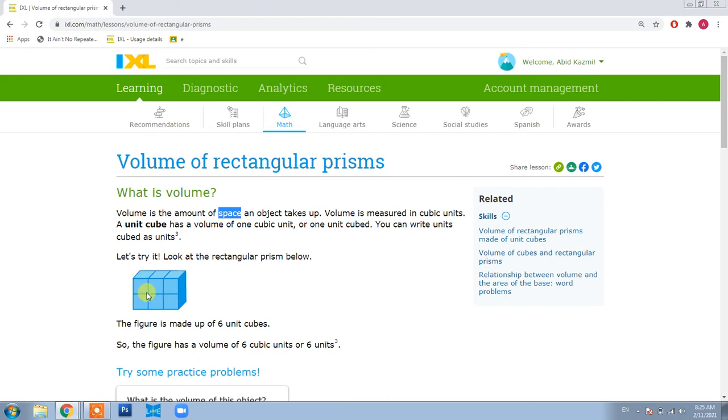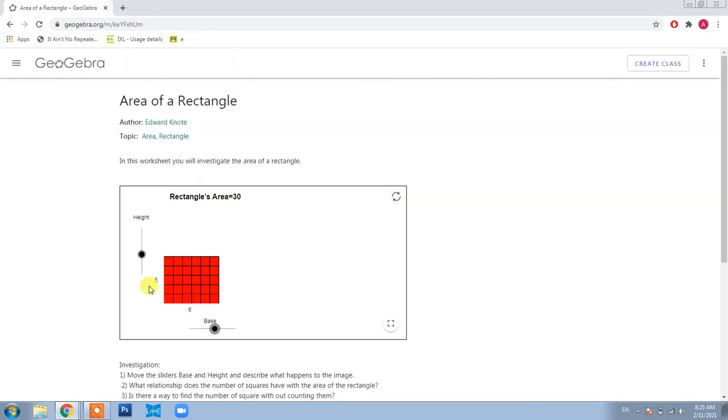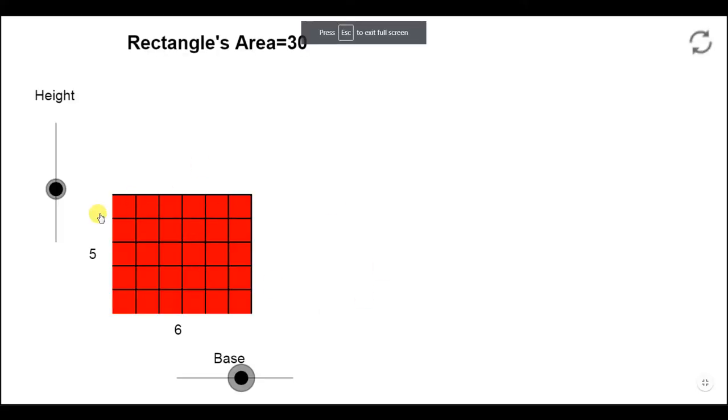So how do we measure volume? For that I would like to show you something. For example, when you worked on area, how did you find the area of anything? You must remember that you multiply the length or height with the length or base. 5 times 6 is 30, which is the area of this face.